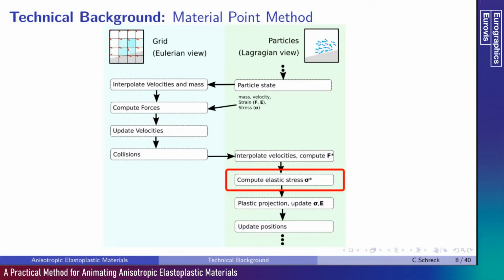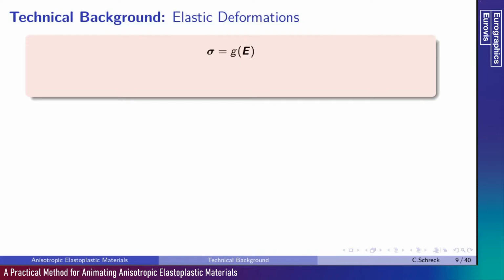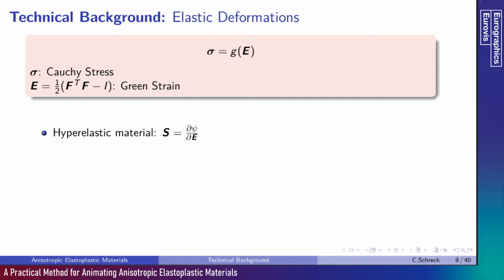Right, first the elastic law. During this step, the stress is computed as a function of the deformation. So here sigma is the Cauchy stress, and E is the Green strain that can be computed from the deformation gradient F. There are several ways to define this function. Here are a few of the most popular ways to do this. A hyperelastic law defines the stress as the derivative of an energy function of the strain. So here S is the second Piola-Kirchhoff stress. Cauchy stress can be computed using this formula.